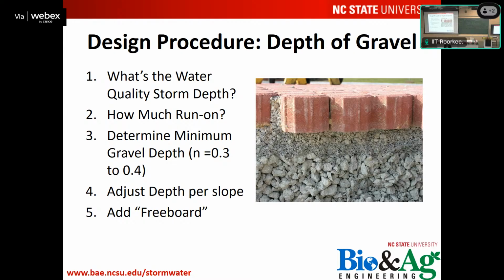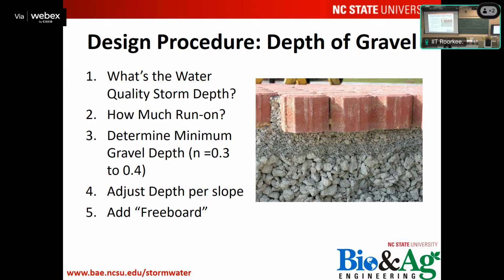What is n? What's n in geotechnical engineering? Porosity. So your gravel porosity will tend to be between 0.3 and 0.4. I use 0.33, just because it's easy. It's also conservative. Most gravels are a little bit higher than that, but I like to use 0.33.